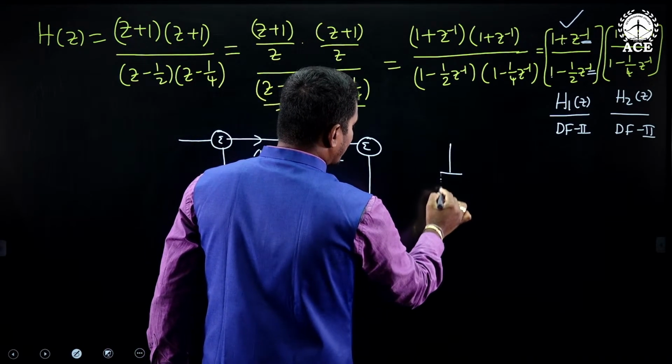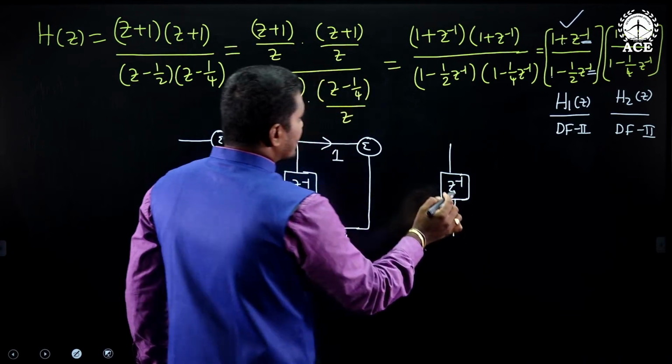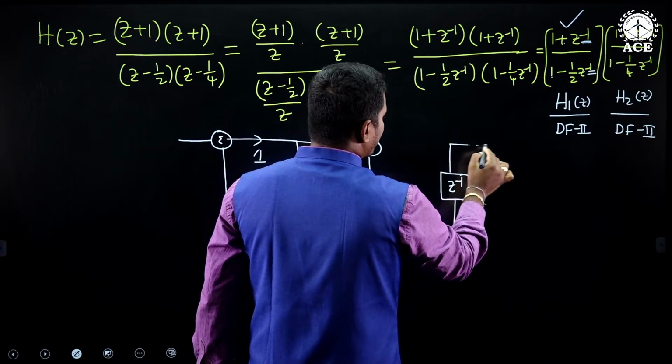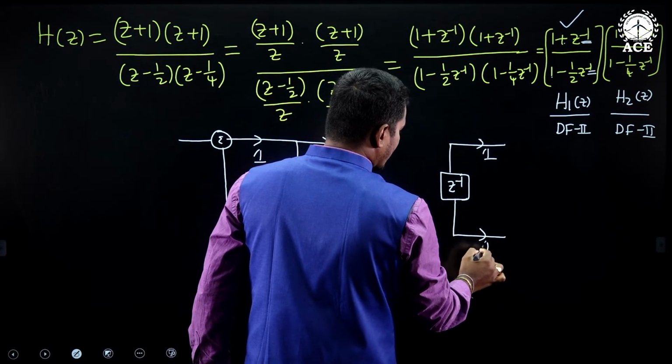Take 1 delay element, Z inverse. Consider this one now. Numerator corresponds to output side. Same, you will get constant 1. Z inverse coefficient is 1.